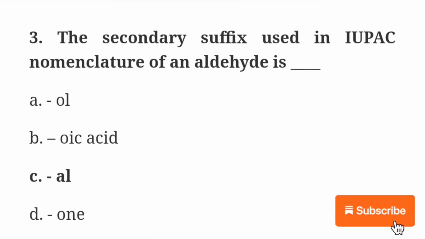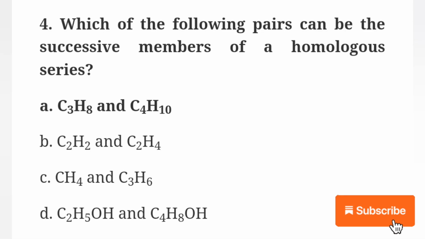Third one, the secondary suffix used in IUPAC nomenclature of an aldehyde is dash. Option C answer -AL. Fourth one, which of the following pairs can be the successive members of a homologous series? Option A answer C3H8 and C4H10.